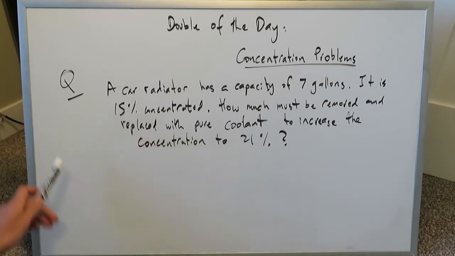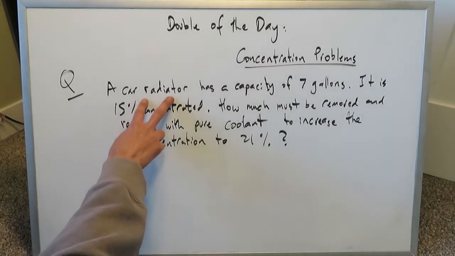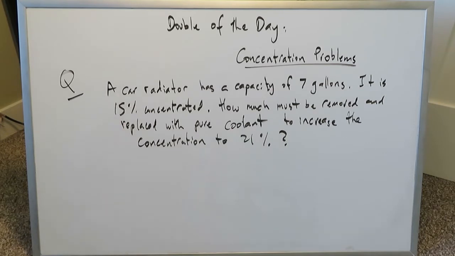The question is this: a car radiator has a capacity of 7 gallons. It is 15% concentrated. How much of that must be removed and then replaced with pure engine coolant to increase the concentration to 21%? So what is some of this information that we should already know? One is this: we should know what a car radiator is. It's a specific piece of equipment in your car engine which helps to maintain the temperature of that engine during function.